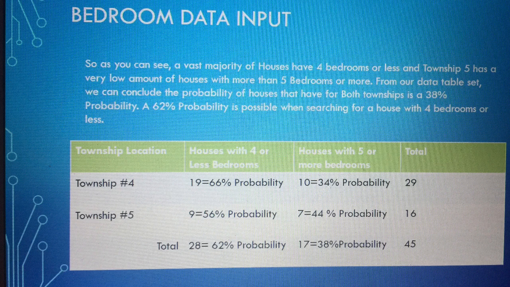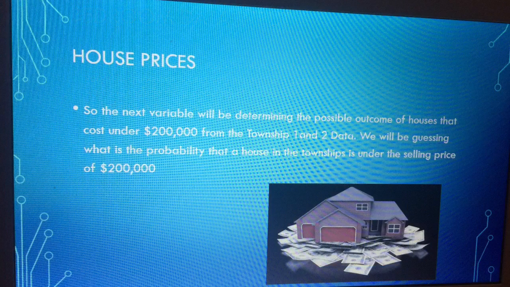determining the possible outcome for the prices of the houses. Next, we're going to be determining the possible outcome of the prices of houses in the data set. We're going to be using township locations 1 and 2 for this data set. We'll be finding the probability outcome of houses that are under the selling price of 200,000.